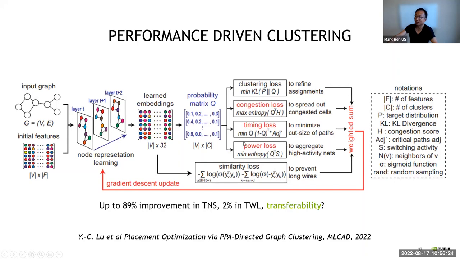If we can apply this PPA objective as loss functions, just like the PINN, physics-informed networks, directly using the equation loss here, it will drive the model to learn better networks, better clustering solutions.